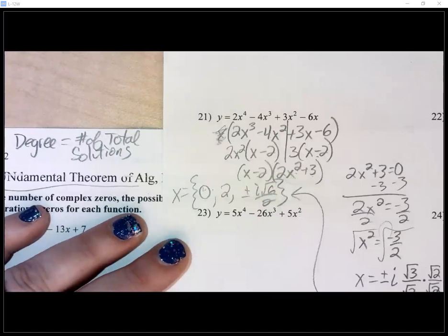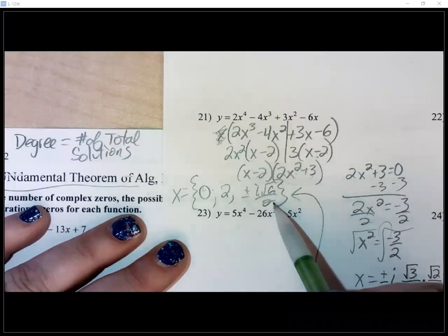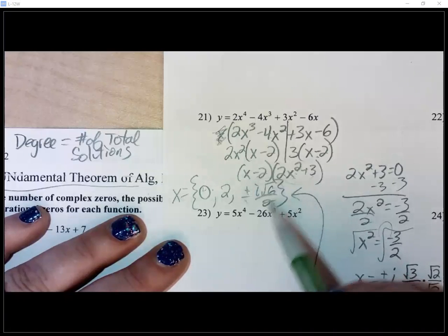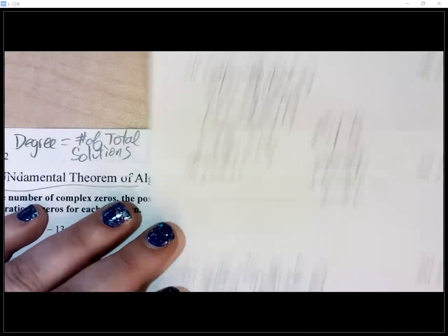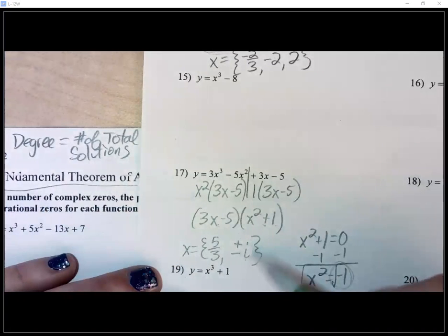You don't have to pull yours out, but if I'm looking at this answer, notice that my imaginary solution did not come to the party by itself. Didn't it always have its conjugate pair? I always have plus minus i, blah, blah, blah. If I have an imaginary solution, it never comes by itself. Even go back to number 17, we had an imaginary solution. Huh. Notice that i is not there by itself. It brought a friend. I always have the conjugate pair. So if I have an imaginary solution, it will always, always, always come in a pair.